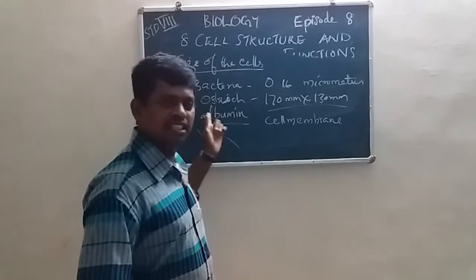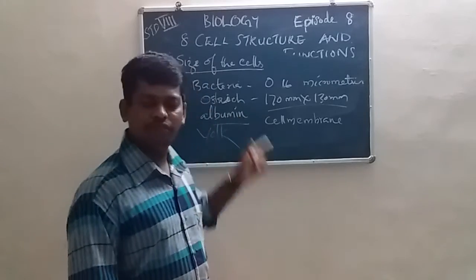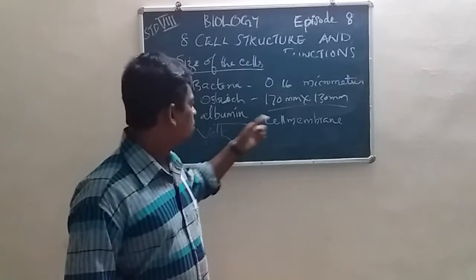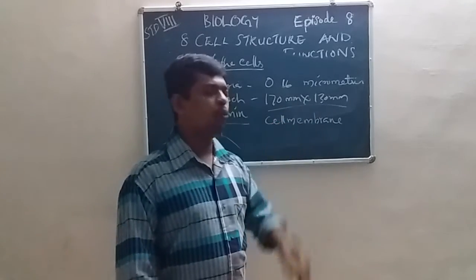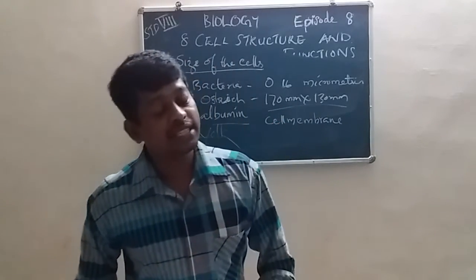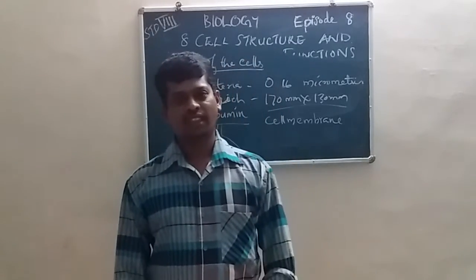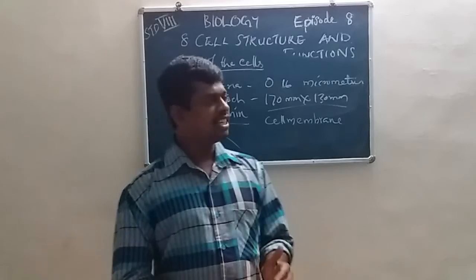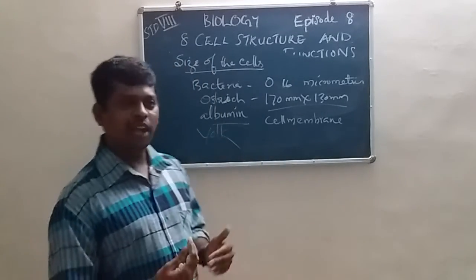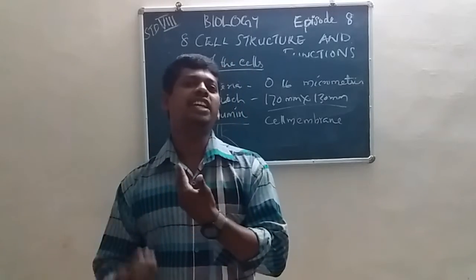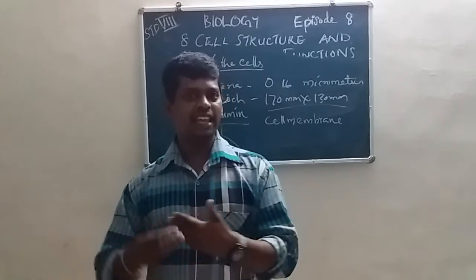The largest cell is the egg of an ostrich. The egg of an ostrich is 170 millimeter by 130 millimeter. That is the largest cell, the largest egg also. And then next, we are discussing our activity.